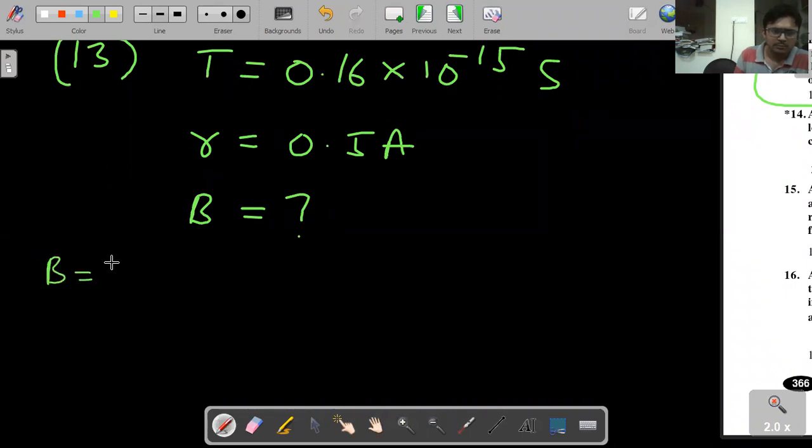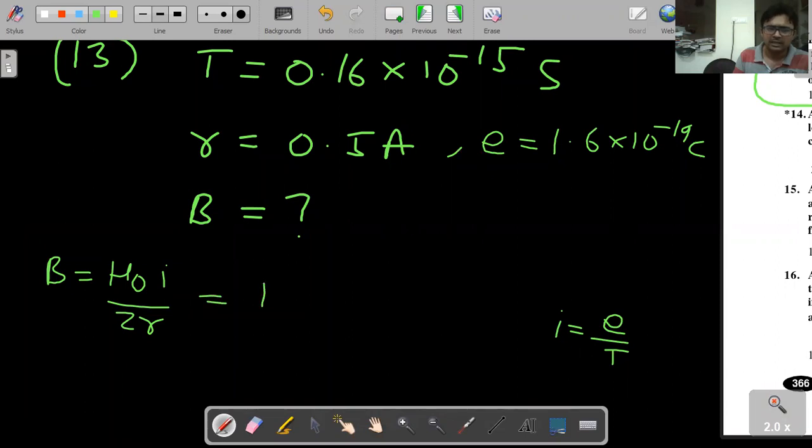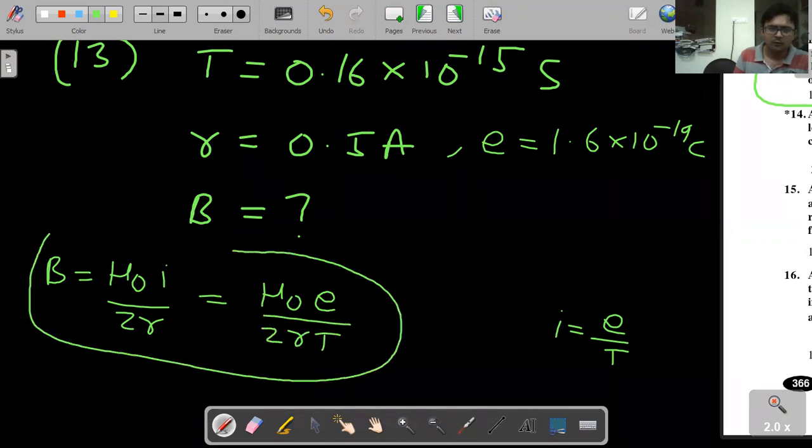So first of all, what is the B formula? Magnetic induction B is mu naught I by 2R. What is I? I is nothing but E by time period. We can also write E into frequency, but here the time period is given. And E value isn't provided, but you know the electron charge is 1.6 into 10 power minus 19 coulomb. Substituting, B equals mu naught into E by 2R into capital T. Is it clear till here?